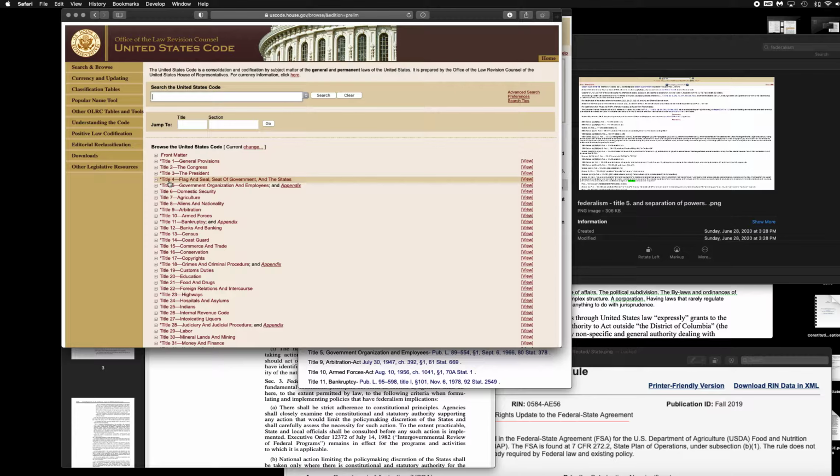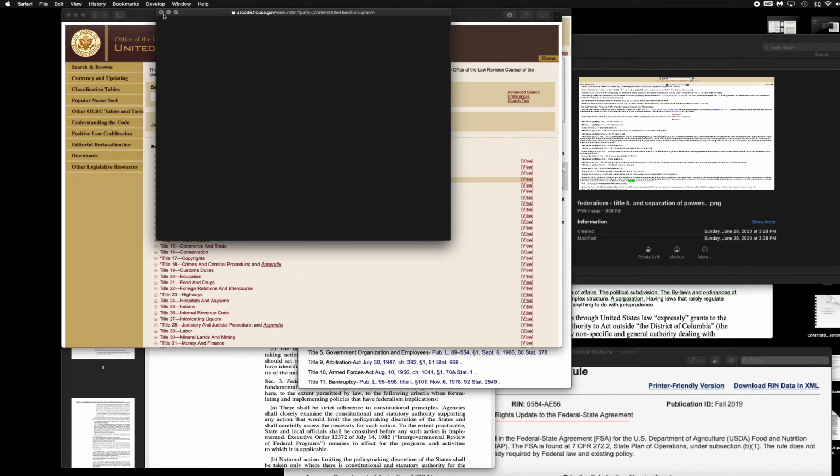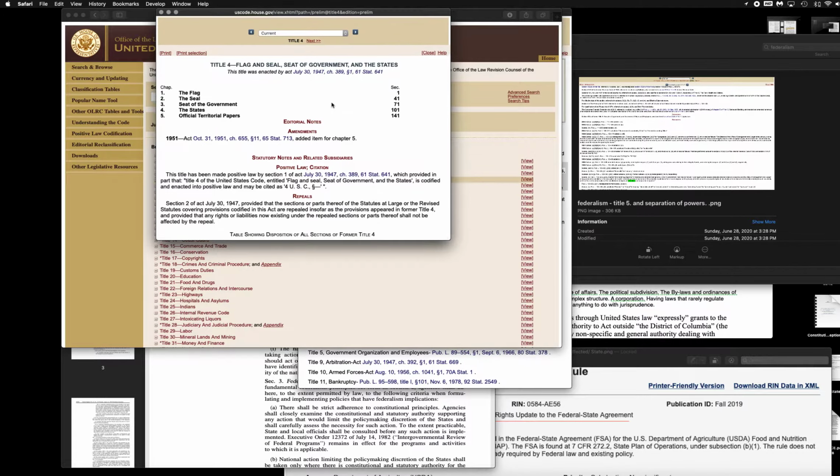So here we have Title 4, flag and seal, seat of government in the states. Here's the positive law citation, which provided in part that Title 4 of the United States Code. Okay, so I want you to look at this, which provided in part that Title 4 of the United States Code is codified and enacted into positive law, which means it's not the whole thing. That's the way I understand it, which is provided in part that Title 4 of the United States Code enacted flag and seal, seat of government, and the states codified.